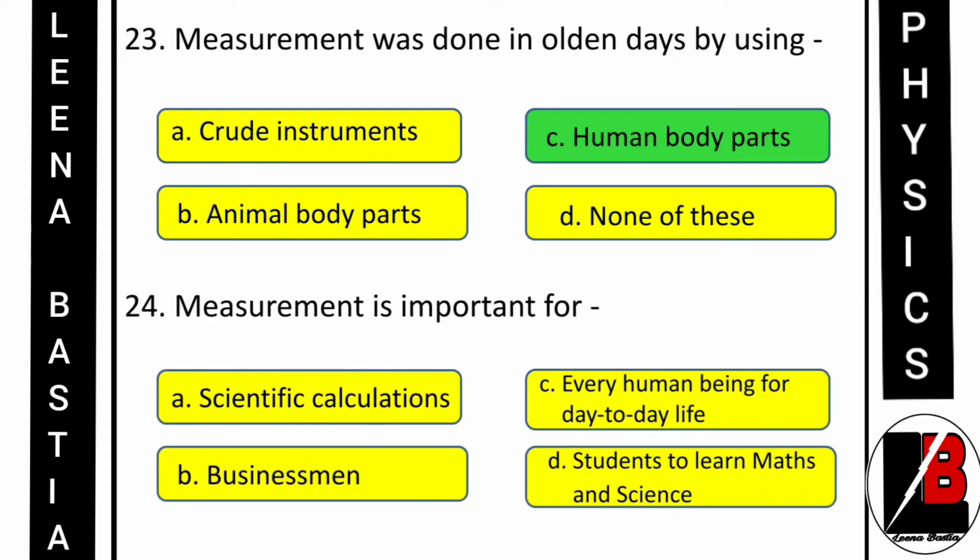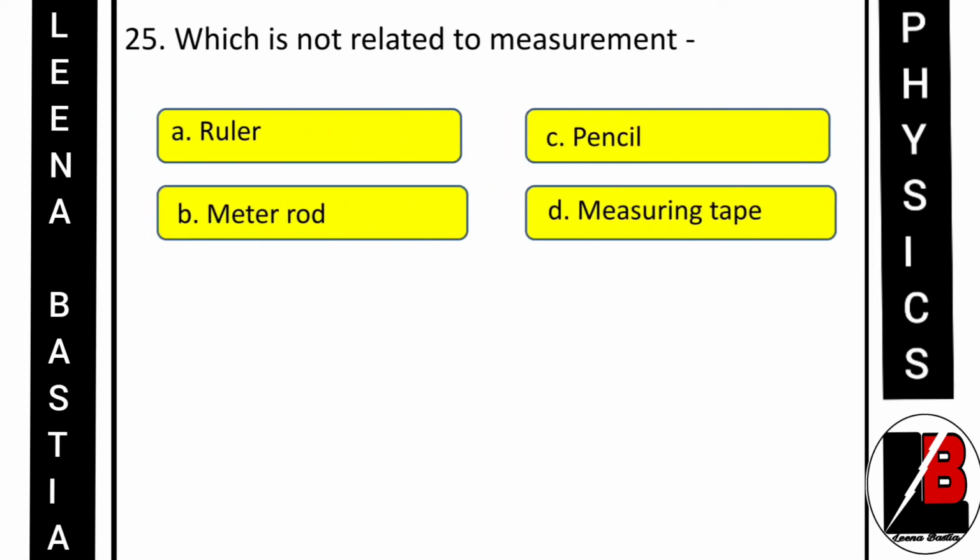Okay. Question number 24. Measurement is important for scientific calculation, for businessmen, every human being for day-to-day life, and for the student to learn maths and science. So very clear answer here. The answer will be every human being for day-to-day life. Yes. So let us move on to the next question.